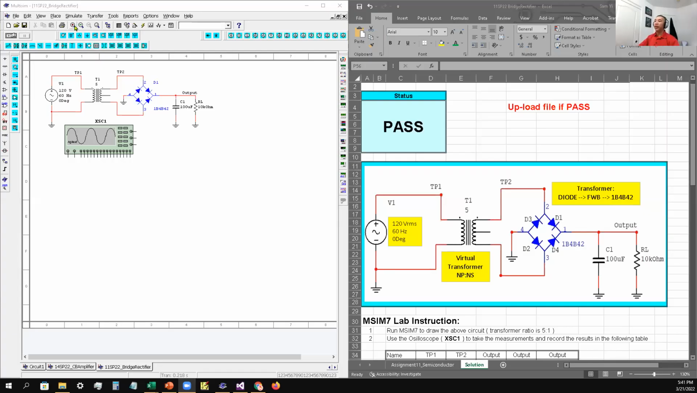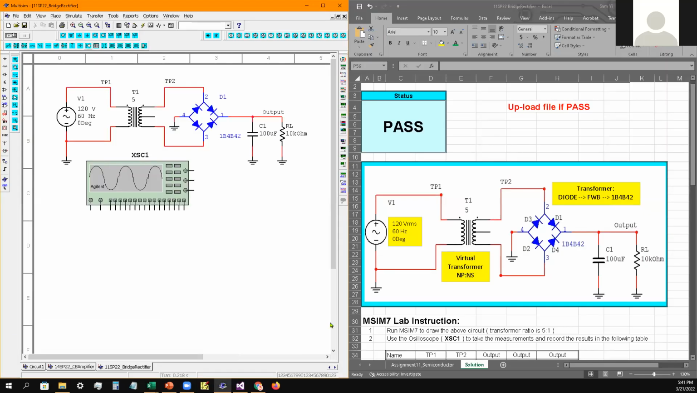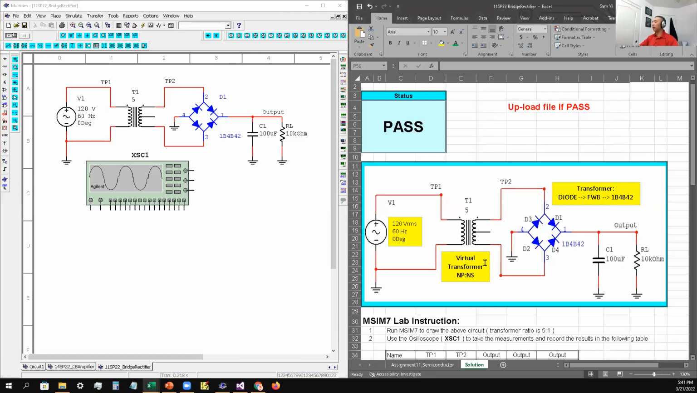Okay, let me go ahead and share screen. Can you see my circuit? Yeah. Okay. So the parts that you're going to need: the transformer, it's going to be from the virtual transformer, the green one. I already set it up here. So this symbol here, that's your virtual transformer.